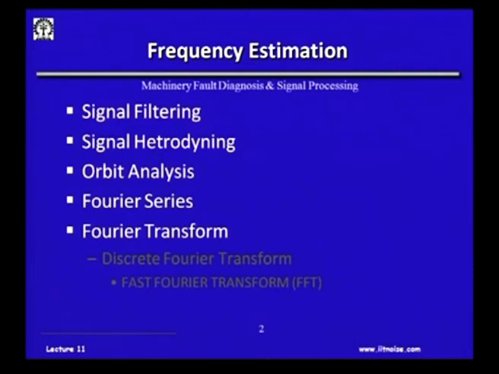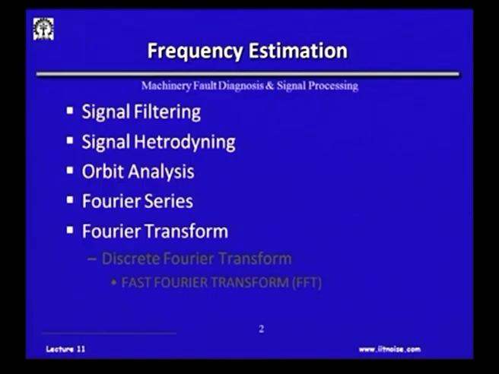And then we had discussed signal heterodyning, wherein the phenomenon of beat was taken advantage of to know the frequency of an unknown signal, provided we know the frequency of a reference signal. And then orbit analysis using Lissajous figures, wherein we can compare the frequency ratios of signals. And of course, mathematically, if the function is periodic and mathematically describable, we could use the expansion of Fourier series to find out the frequency content in the signal.